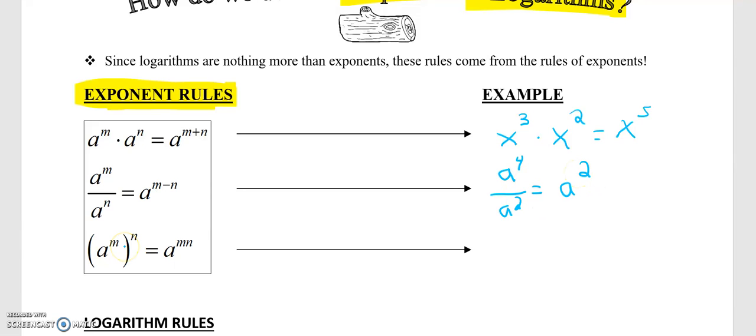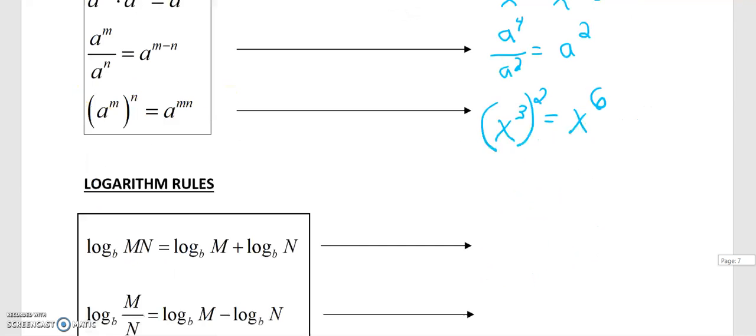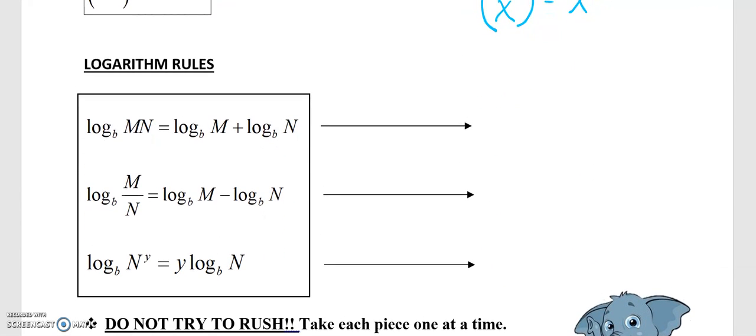And then of course our last rule is exponent to exponent, we multiply. So if I have x to the third raised to the power of 2, then I multiply and get x to the sixth. So that should seem fairly basic. We've done it a couple of thousand times. So let's now talk about the rules of logarithms. They overlap in some way.